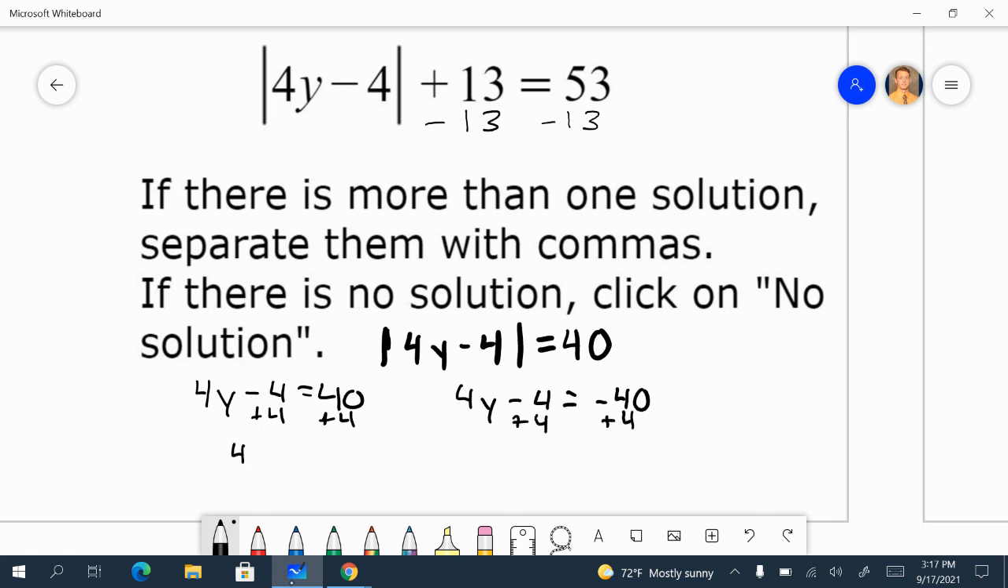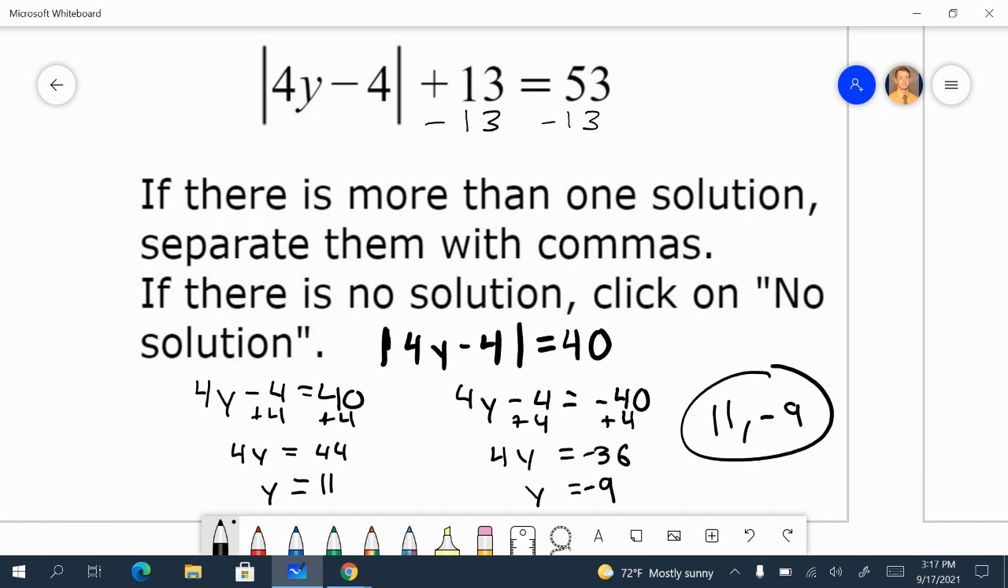So then I'll have 4y equals 44. And I'll have 4y equals negative 36. So on this side, y will equal an 11. On this side, y will equal a negative 9. Oh, I'm sorry, this is a negative 36. Hopefully you guys caught that. So my two numbers must be 11 and negative 9 then.